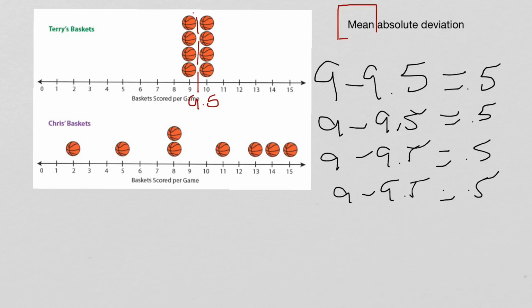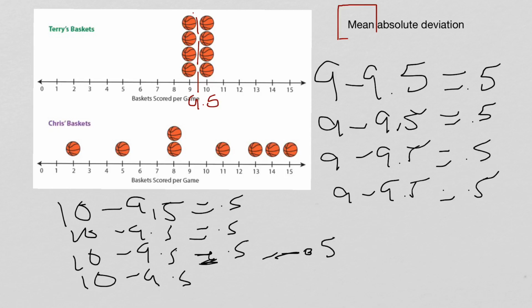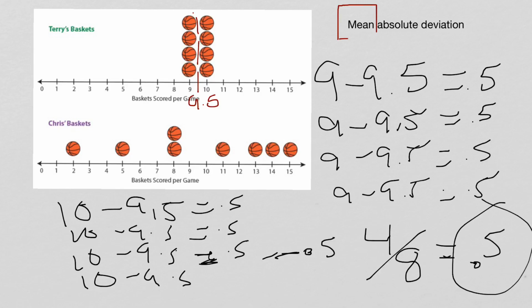Awesome. Then we do the same thing with our tens. We're going to have 10 minus 9.5. That equals 0.5. And now we're going to add up all the totals, 0.5 plus 0.5 plus 0.5, and so on, all the way up until we get 4. So we have 4, and we're going to divide that by the amount of numbers, and we found out it was 8. Awesome. And now we know that the mean absolute deviation is 0.5.